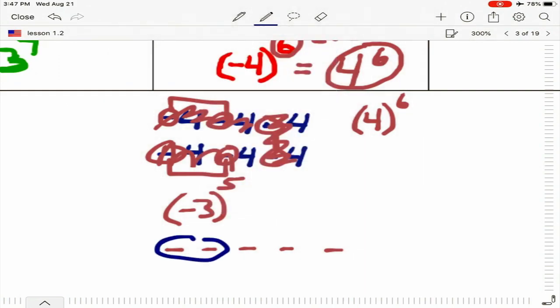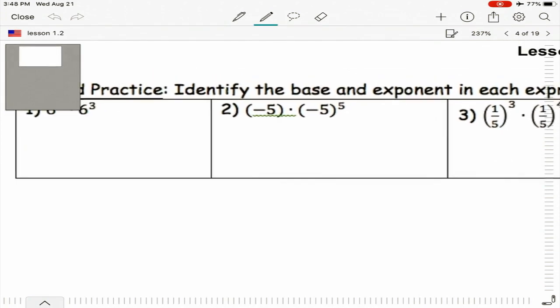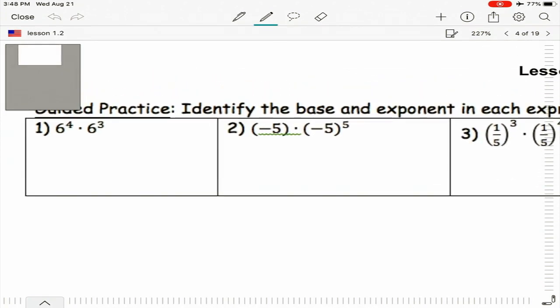A negative times a negative is a positive. A negative times a negative is a positive. But look, you have 1 negative left over. That means in this problem, the answer will actually remain, parentheses, negative 3 to the 5th power. Here the negative does not disappear, and that's because the 5 here was odd. Pause, do these 3 on your own, call me over when you're done.